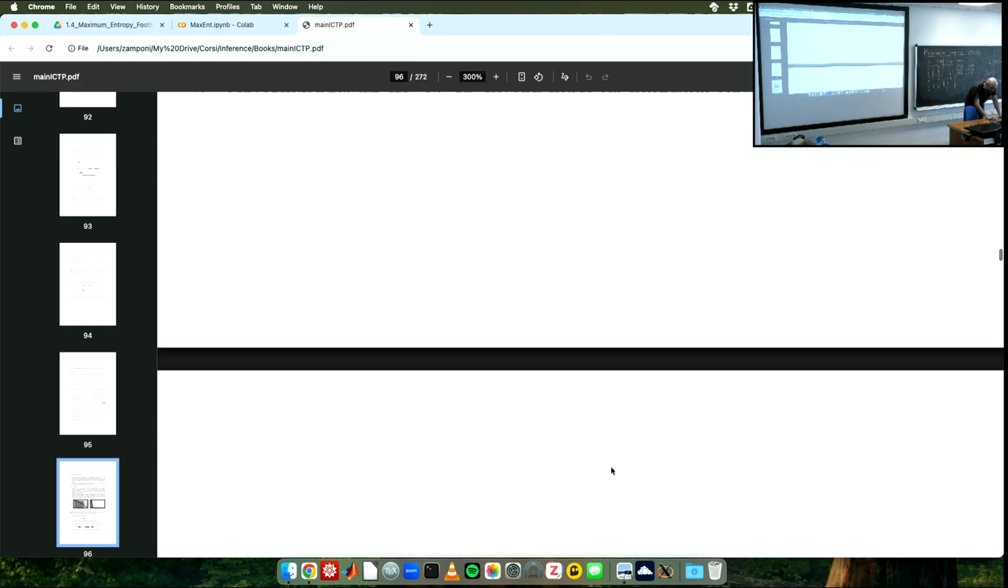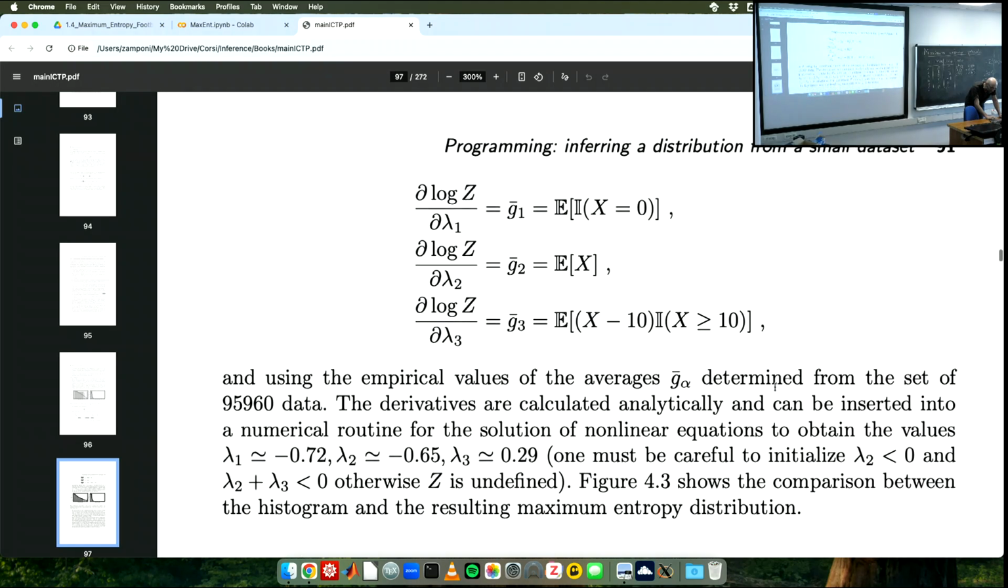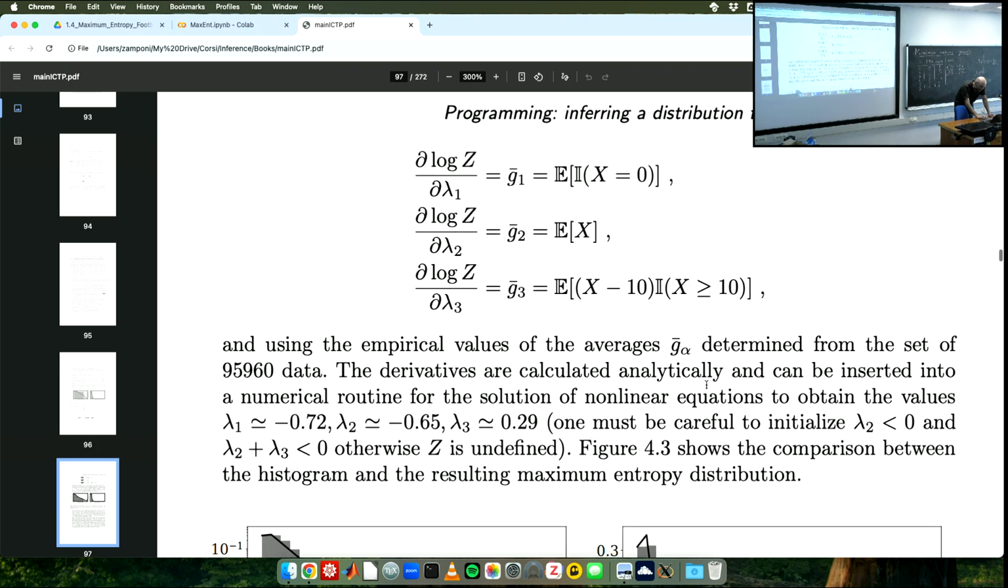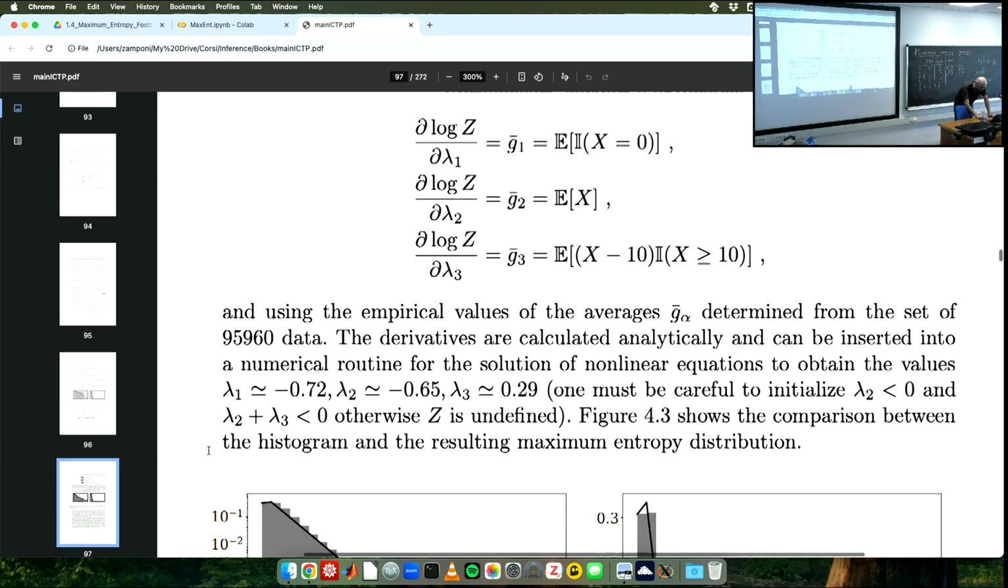In order to impose the constraints, what you have to do is to take the derivatives of the logarithm of the partition function and impose that these derivatives are equal to the averages that you can compute from the data. Okay, you have to solve the equations. You can do Boltzmann learning, or in this case, it's easier to just take a solver of nonlinear equations. You can check in the code.